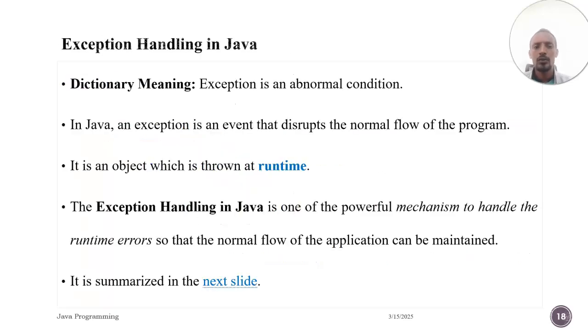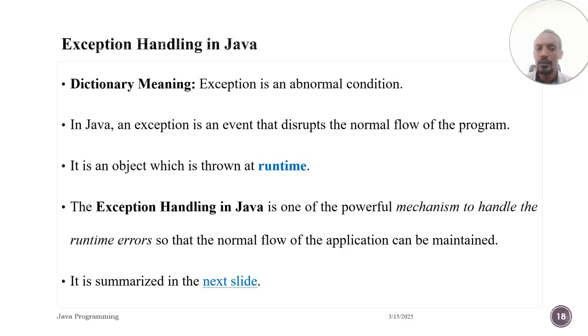The second concept we are going to use is exception handling in Java. The dictionary meaning of exception is abnormal condition. In Java, an exception is an event that disrupts the normal flow of the program. It is an object which is thrown at runtime. So Java is going to check for errors at runtime. Exception handling in Java is one of the powerful mechanisms to handle runtime errors so that the normal flow of the application can be maintained. It is summarized in the next slide.